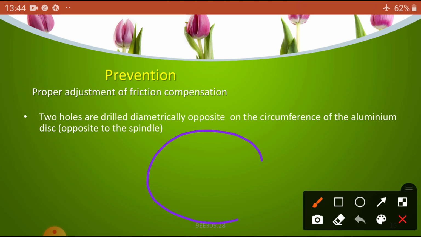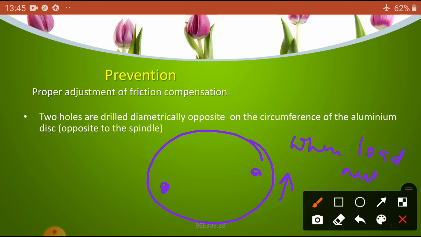This is the aluminum disc. By providing small holes on the aluminum disc on diametrically opposite sides, we avoid the rotation of the disc when there is no load on the meter. If there is no load on the meter, it will rotate. To avoid that rotation, we drill two holes on the aluminum disc diametrically.